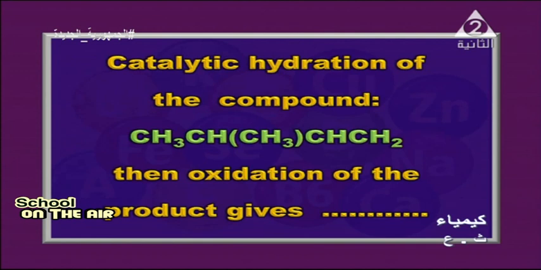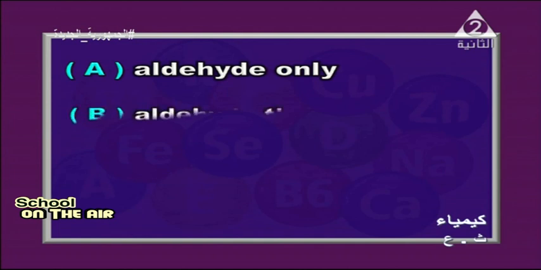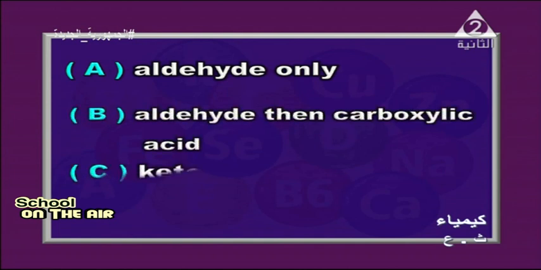Next one. Catalytic hydration of the compound CH3CH=CH2, then oxidation of the product gives what? Aldehyde only, aldehyde then carboxylic acid, ketone, or ether. If you write the equation here, it gives secondary alcohol, and then the oxidation would give ketone.